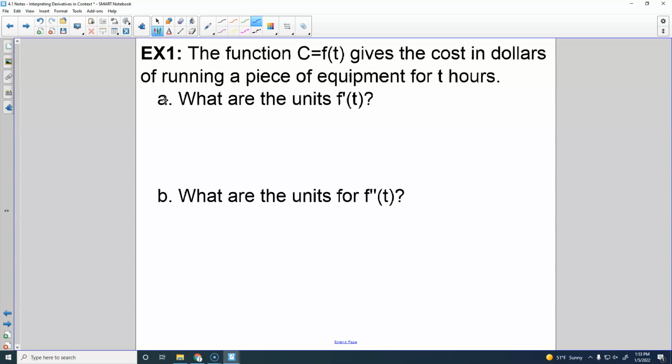The function c equals f of t gives the cost in dollars of running a piece of equipment for t hours. So you're talking about cost and hours. The t here is like your x variable, on your x-axis, in hours. Then c, or f of t, is the cost in dollars. If we want to know the units for the derivative, it's very simple: it's y-axis over x-axis. In this case, it would be dollars per hour.